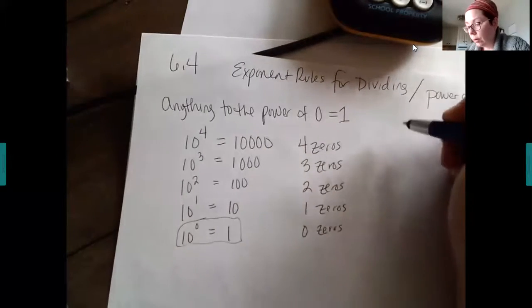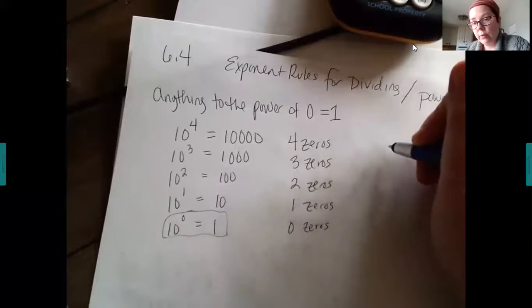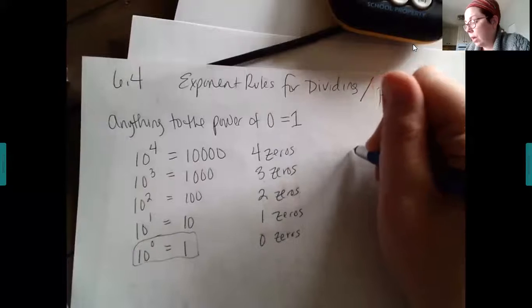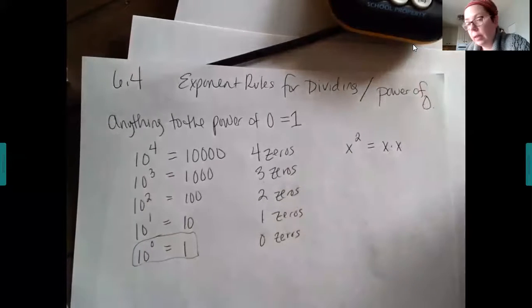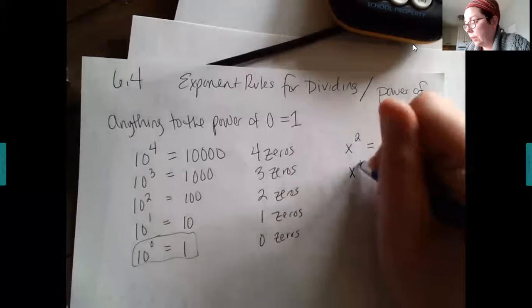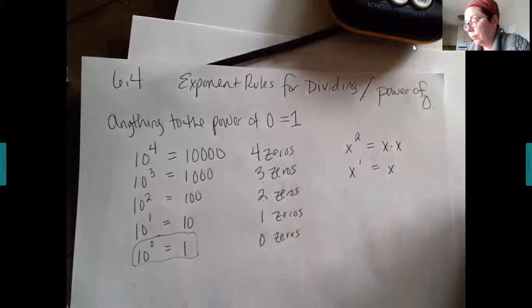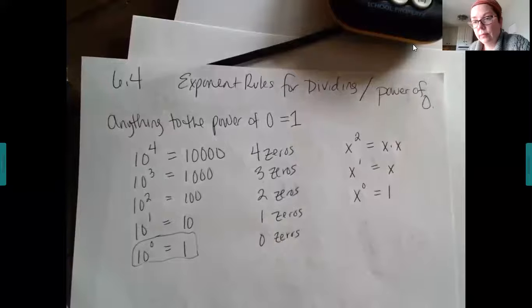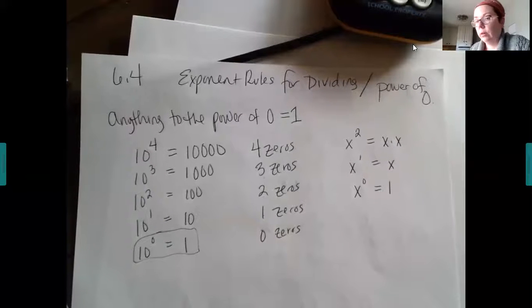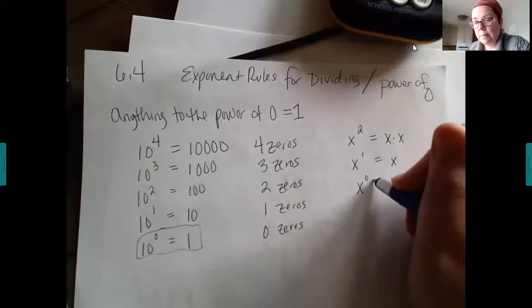Whether that's a number or a variable. Just like if we had x squared, that's like saying x times x. X to the 1st is just x. X to the 0 is going to equal 1. Or a to the 0, or whatever. Okay?